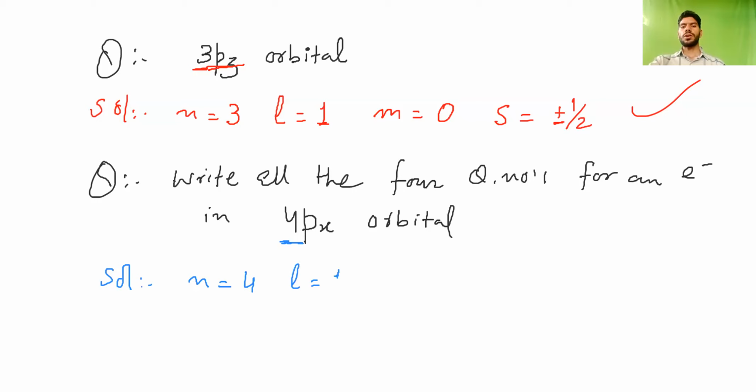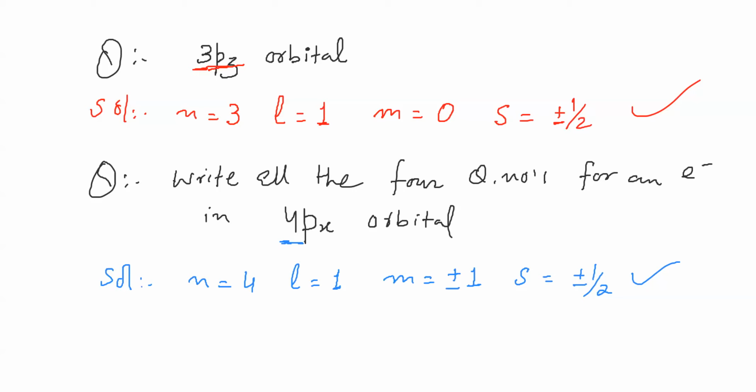For p, the L value is always 1, whether it is px, py, or pz. And what will be the m value? It can be either plus 1 or minus 1, because for pz, the m value is 0. And spin can be either clockwise or anti-clockwise, so you can write plus minus half. So is it now clear? Shall I move ahead to the next page?